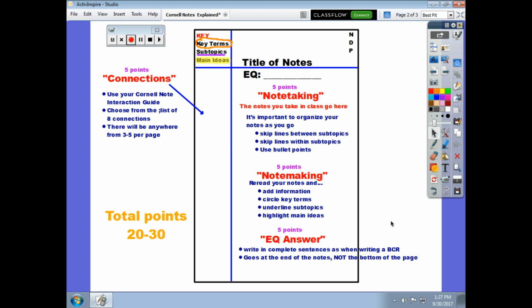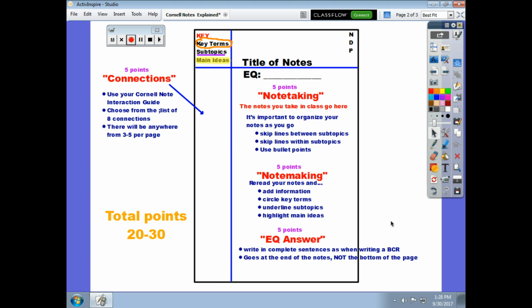You need to pay attention in class for directions that are given as to how many connections or what type of connections perhaps you should use. And I say what type because as we see the Cornell Note Interaction Guide on the next page, what you're going to notice is there's 8 of them and they are numbered. So you can actually refer to those 8 and I can say, well, do 2 number 2s and 3 number 3s and at least 1 number 4. And that way you'll have an idea of what things are supposed to go on that left-hand margin.